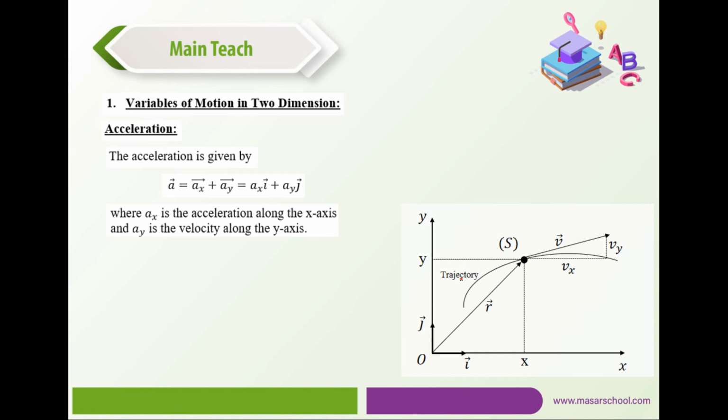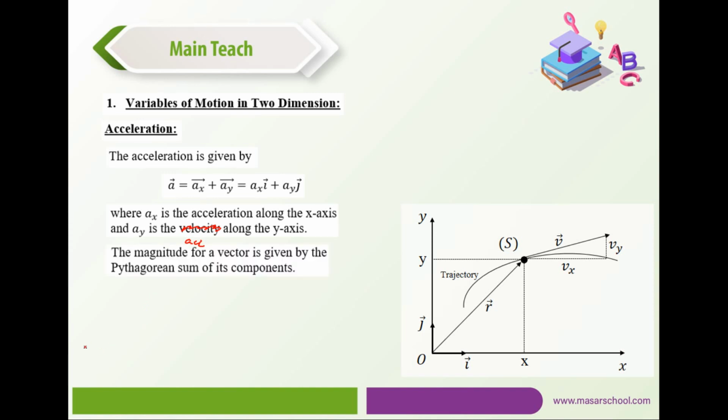Now what about the acceleration? The acceleration is given by a, which is ax plus ay. So here we suppose that we have 2 accelerations, partly along the x-axis and partly along the y-axis, where ax is the acceleration along the x-axis and ay is the acceleration along the y-axis.